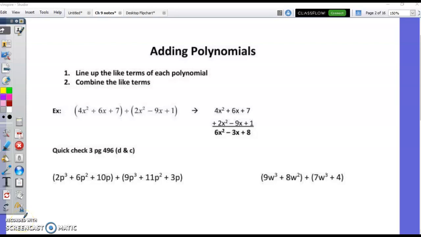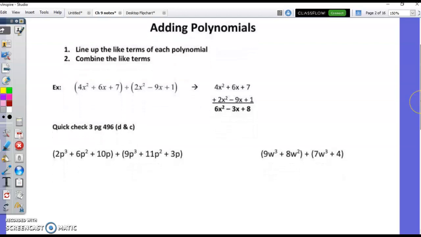All right, we are going to start the second part of 9.1, which is adding polynomials. We talked about polynomials are basically terms. A monomial is one term, and if there's more than one, we could just call it a polynomial. There's binomials, trinomials, but in this case, we're just going to call them polynomials. All right, so with adding polynomials, we are basically just going to line up the like terms.